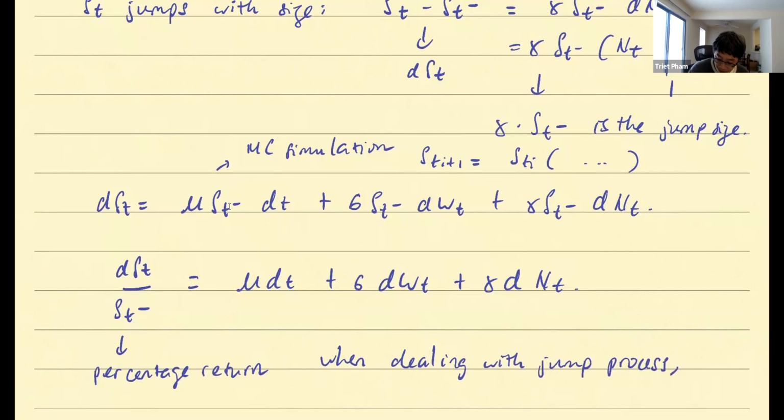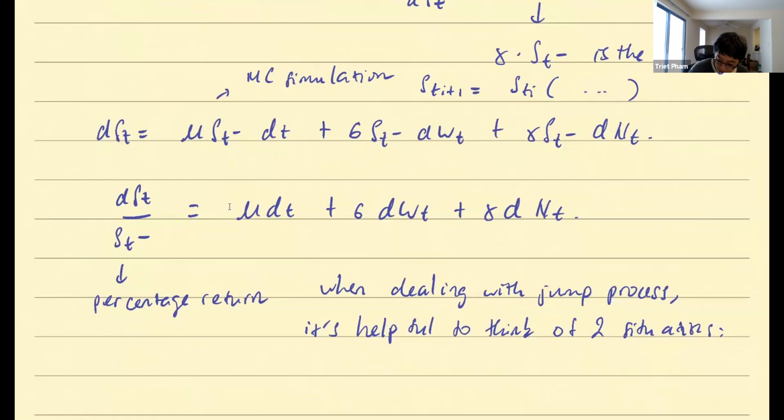which is what we're doing now. It's helpful to think of two situations, always. Two situations. With jump or without. You always want to think of those two.